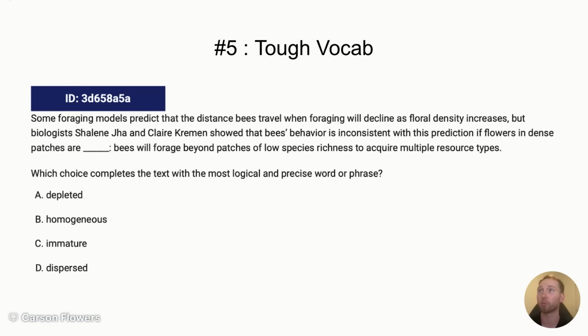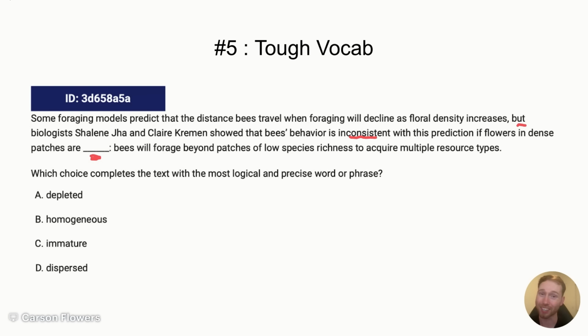Some foraging models predict that the distance bees travel when foraging will decline as floral density increases. Okay, so the more flowers there are, the less bees will travel. Makes total sense. But, so we have a nice transition here, you don't want to miss those. Biologists Shalaja and Claire Kremen showed that bees' behavior is inconsistent, so a nice strong word there, with this prediction if flowers in dense patches are blank. So this breaks the rule that they mentioned in the beginning.